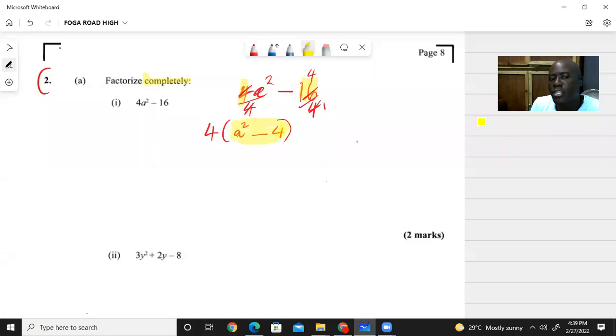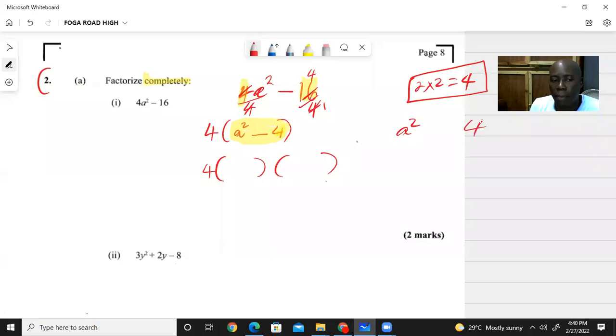It is called the difference of two squares, meaning a squared and 4 is a square number. How do we know that 4 is a square number? 2 times 2 gives you 4. So 4 is a special number. It's a square number. Whenever you have the difference of 2 squares, it's a very easy factorization. All you have to do is open 2 brackets, and look for the square root of a squared and the square root of 4 and put them in the brackets.